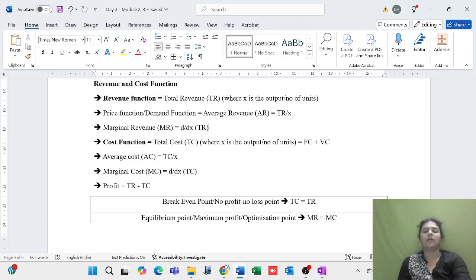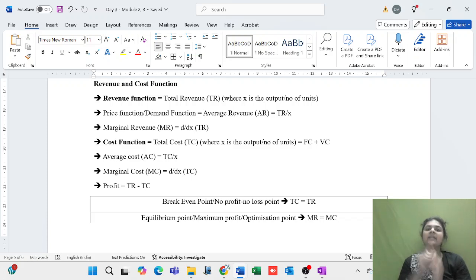Now coming to cost, same rules. Total cost is the total cost of the product, where x or q is the output. Now total cost will include two aspects. One, fixed cost, and then variable cost.